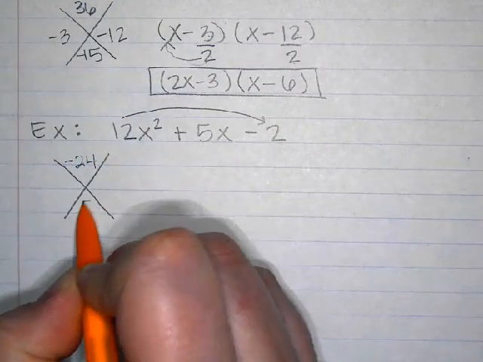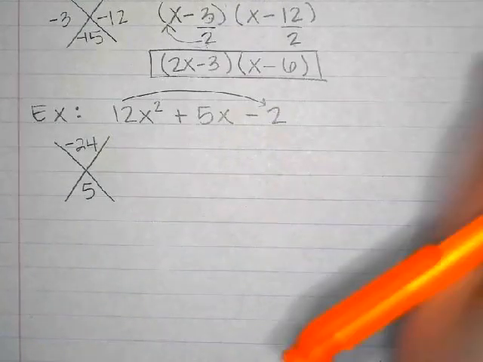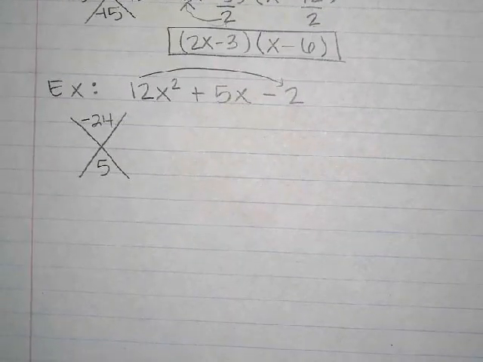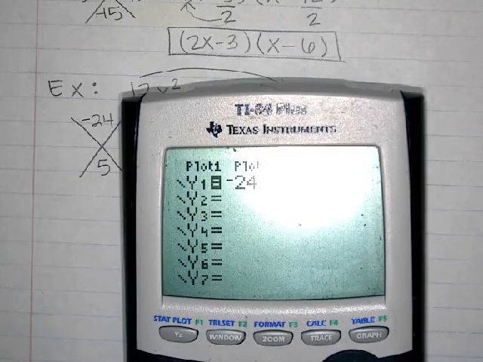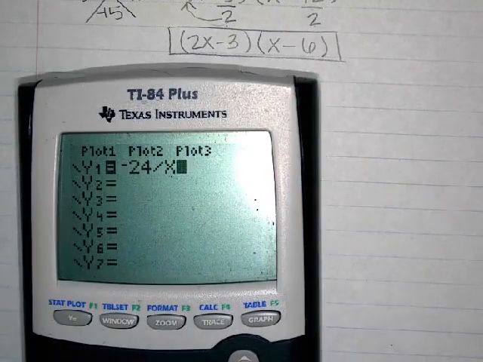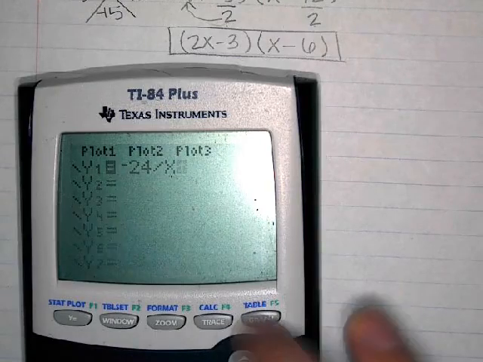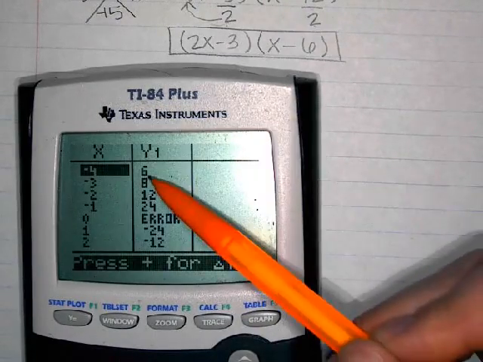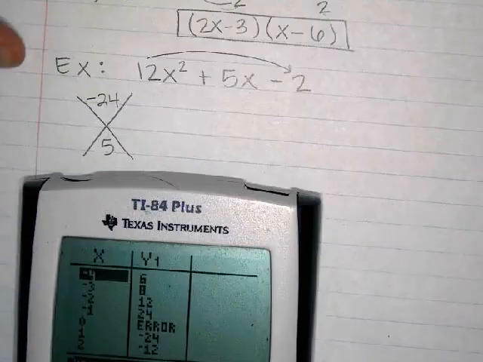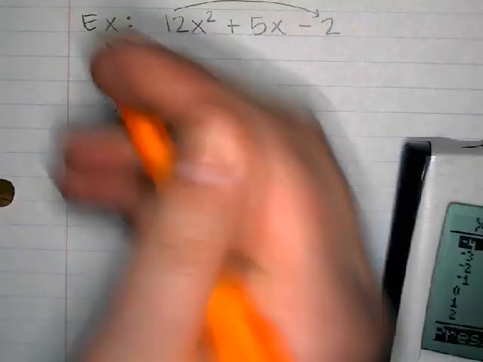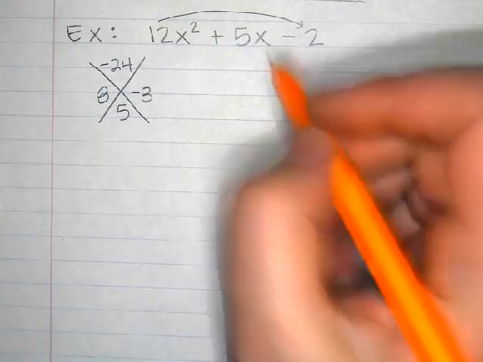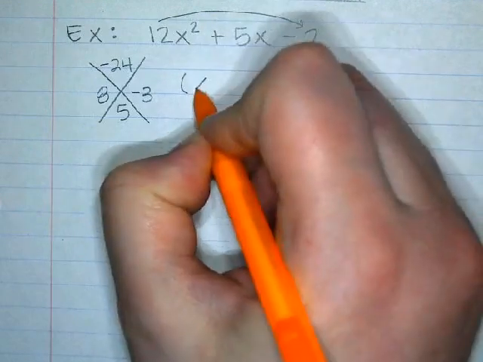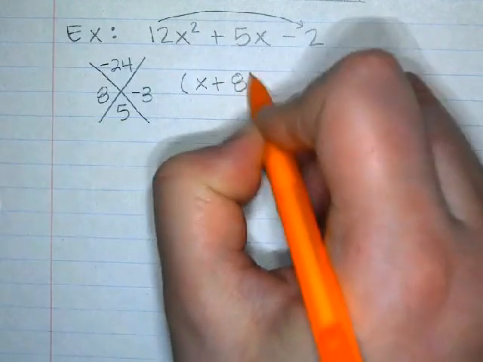Multiply to negative 24 and add to 5. Six and negative 4 would add to 2. 8 and negative 3. Okay. So we're going to have x plus 8, x minus 3.